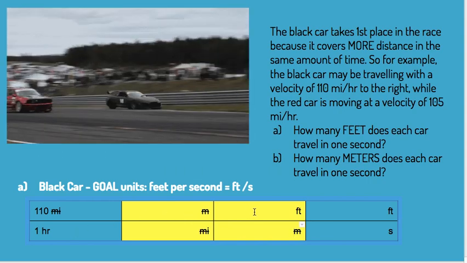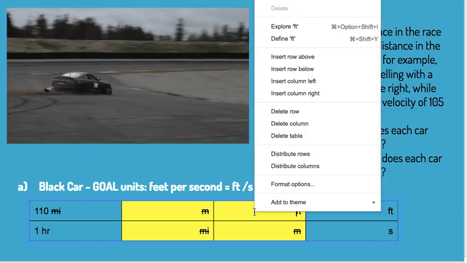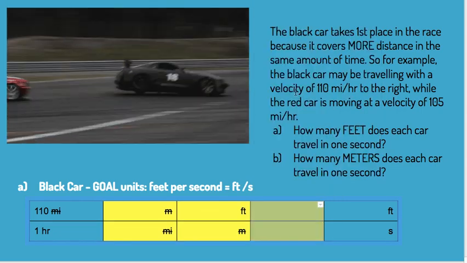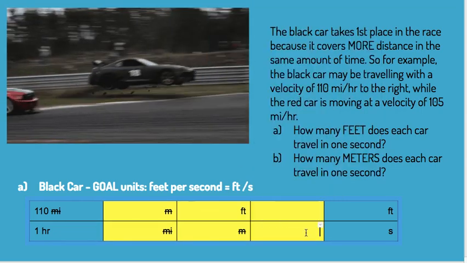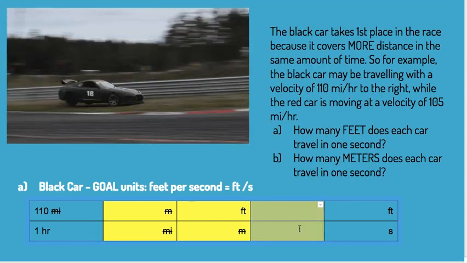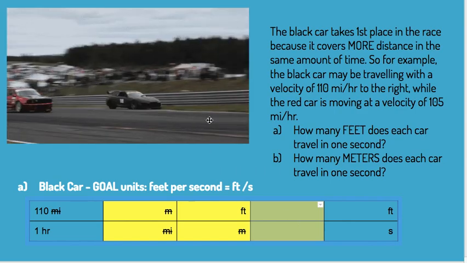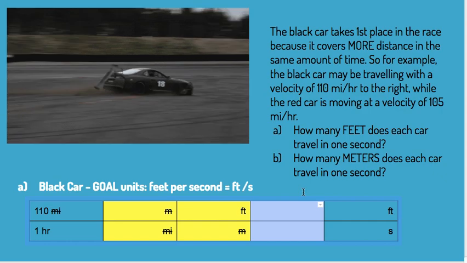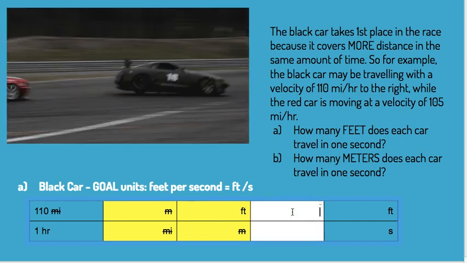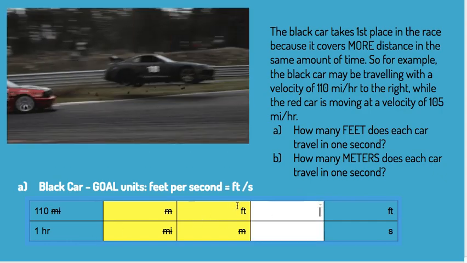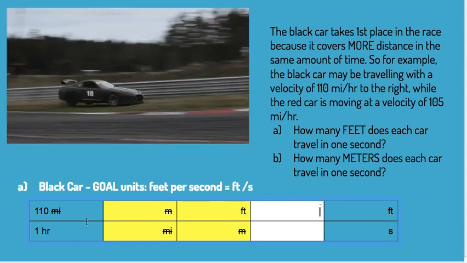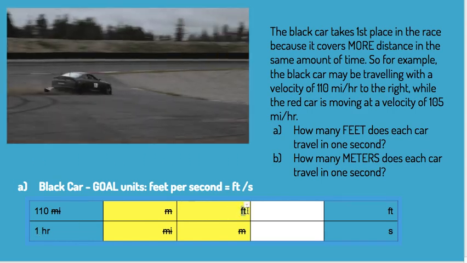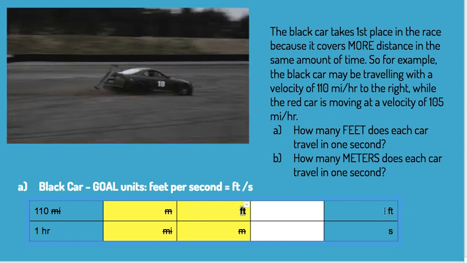But I need to get to feet per second. So I need to add one more column, excuse me, on the right of this to convert time. And for my conversion of time, I'll change this to a different color to show that that's separate. So again, right now I have feet on the numerator, so I'm good to go here.